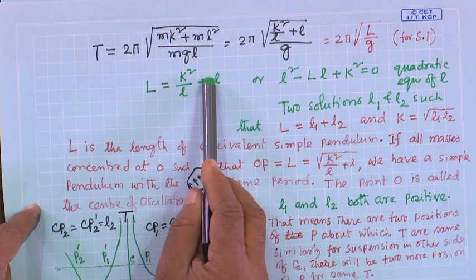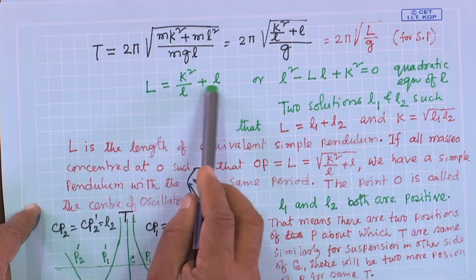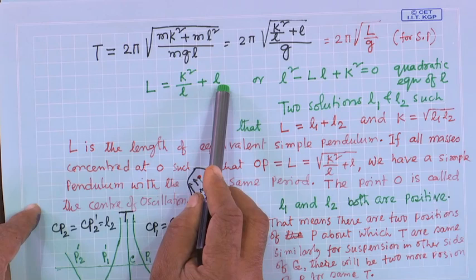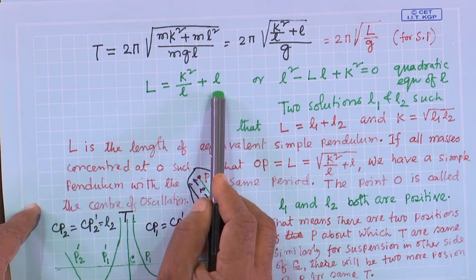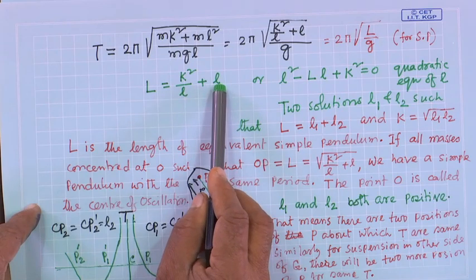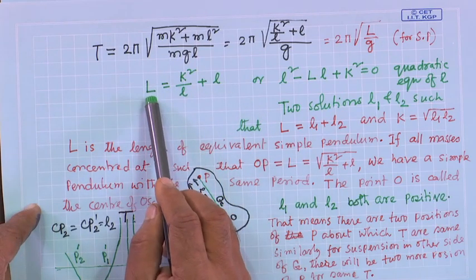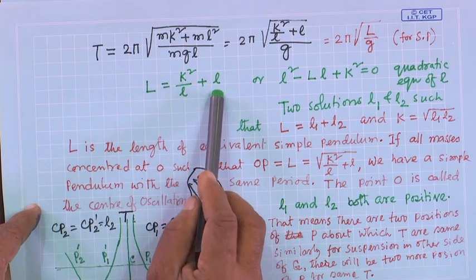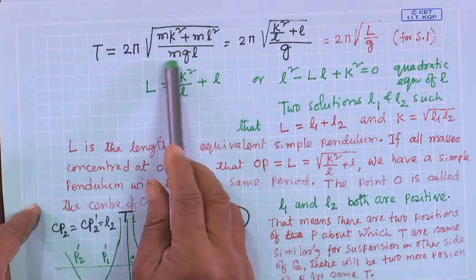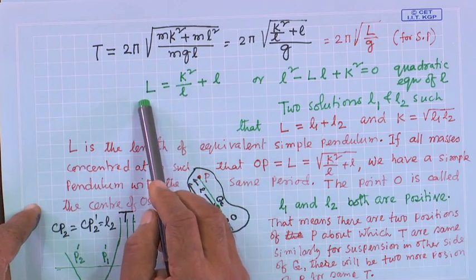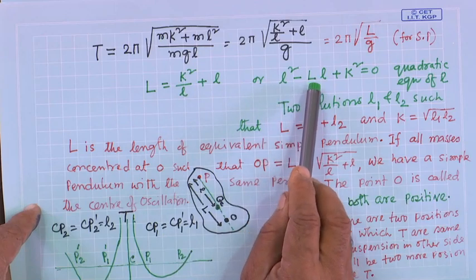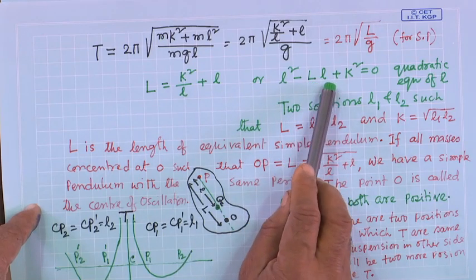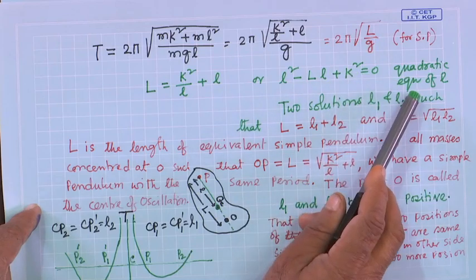This capital L is different from the small l. Small l is basically the distance between the axis of suspension and the center of gravity. This capital L is a new L, and it depends on l as well as on the radius of gyration. So this is a quadratic equation in L: L square minus L capital L small l plus k square equals 0.